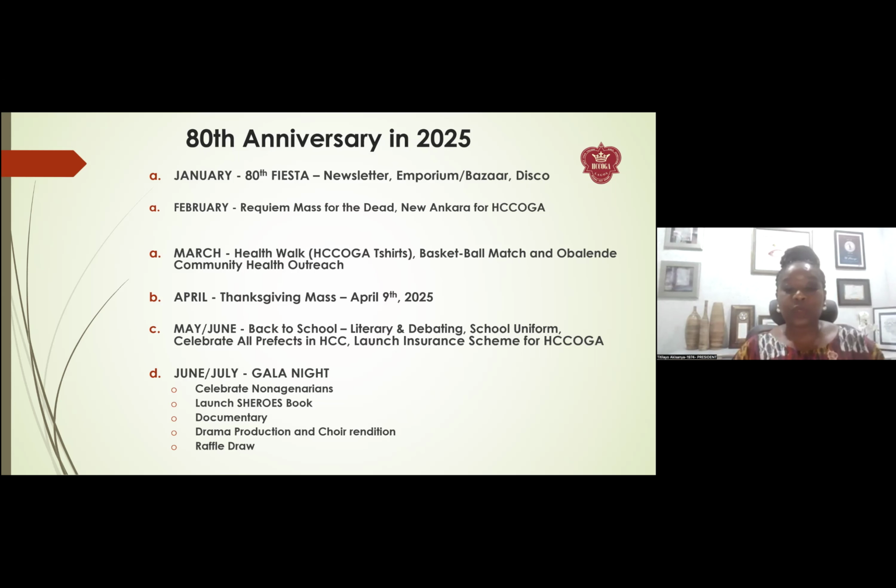In June or July, we're going to seal the anniversary off with a gala dinner. And that is when we're going to celebrate our nonagenarians. All old girls above 90, we will celebrate them and give them awards. We're going to launch our Shiro's book. You'll see copies of documentary productions we've been putting together. A drama production, I won't let out the secret yet.